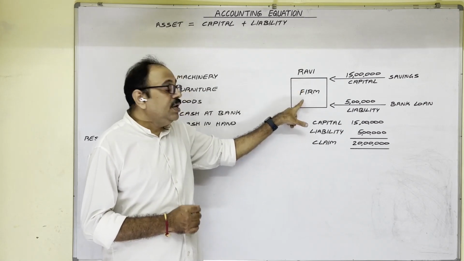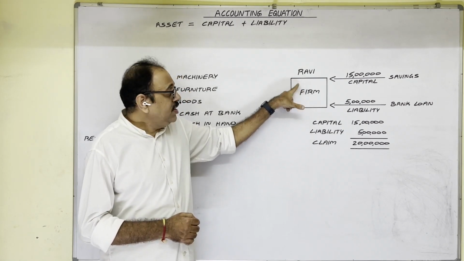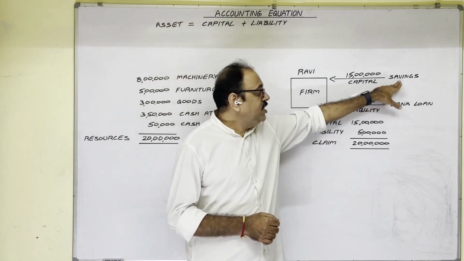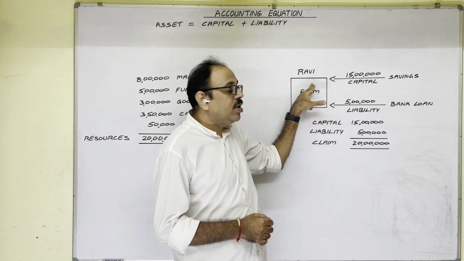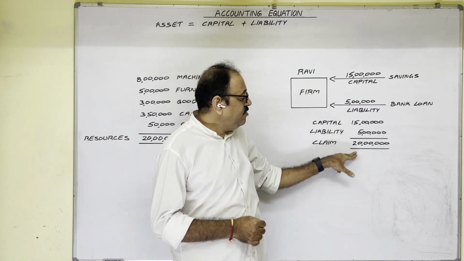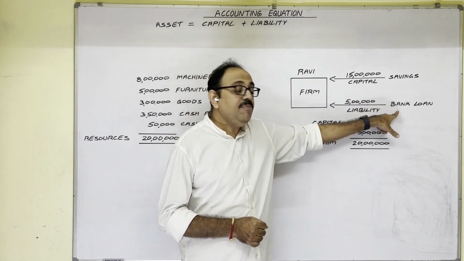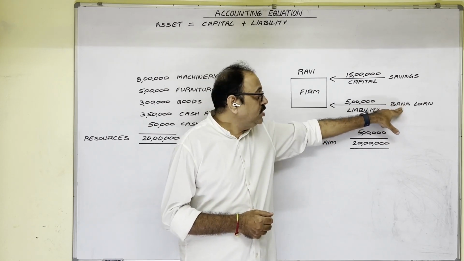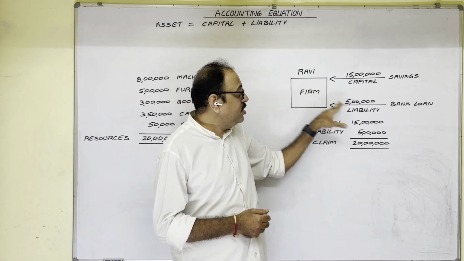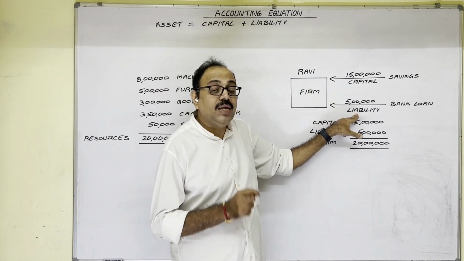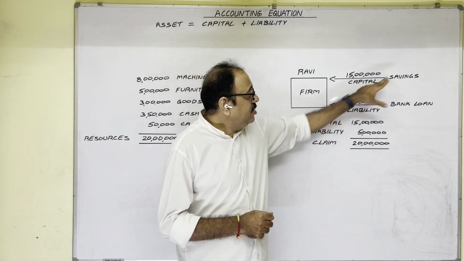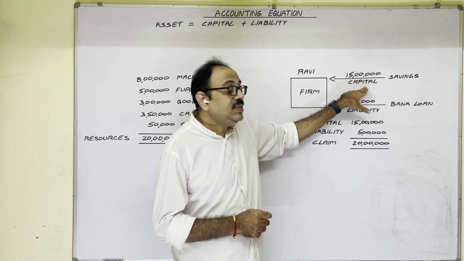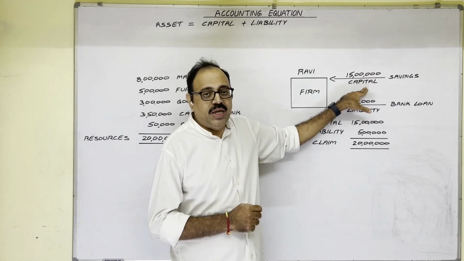Ravi wants to start a business. For that, he needs 20 lakh rupees. So his savings amount, 15 lakh rupees, he brought into the business. For the remaining 5 lakh rupees, he took a loan from the bank. So here, the bank is an outsider. From the outsider, he is taking a loan. Therefore, this 5 lakh is known as liability. And his own money he is investing now. So this 15 lakh rupees is known as capital, owner's equity.